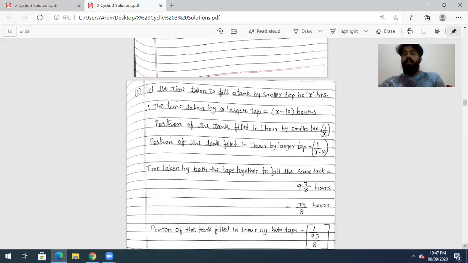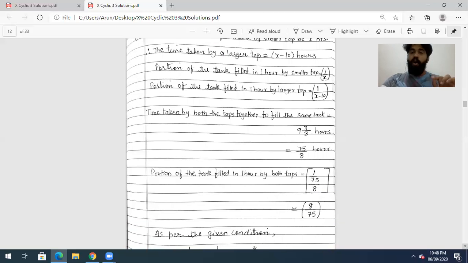Next question. Two water taps together can fill a tank in 9 3/8 hours. The tap of larger diameter takes 10 hours less than the smaller one to fill the tank separately. Find the time in which each tap can fill the tank separately. Okay. So we will assume the time taken by the smaller tap to be x. And since the larger tap can fill in 10 hours lesser, so time taken by the larger tap would be x minus 10 hours.